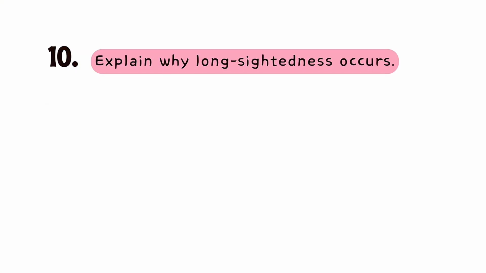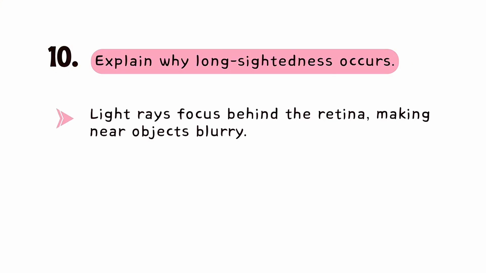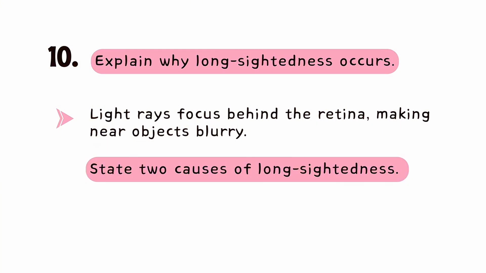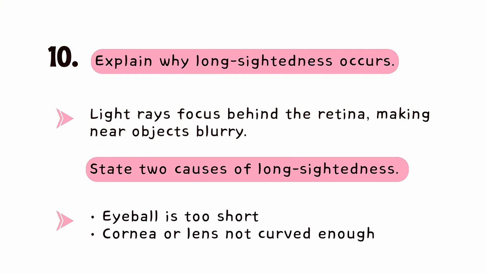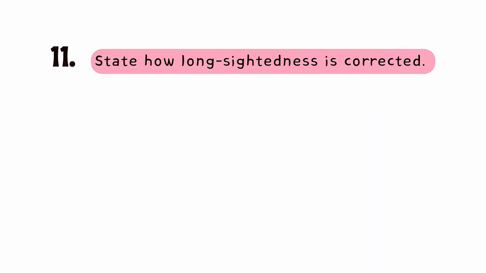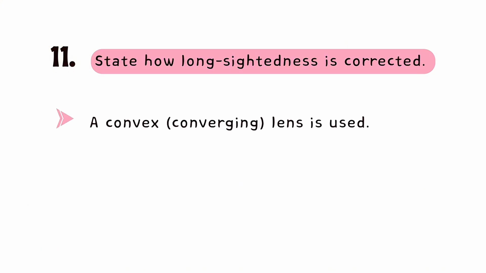Explain why long-sightedness occurs. Light rays focus behind the retina, making near objects blurry. State two causes of long-sightedness. Eyeball is too short, cornea or lens not curved enough. State how long-sightedness is corrected. A convex converging lens is used.